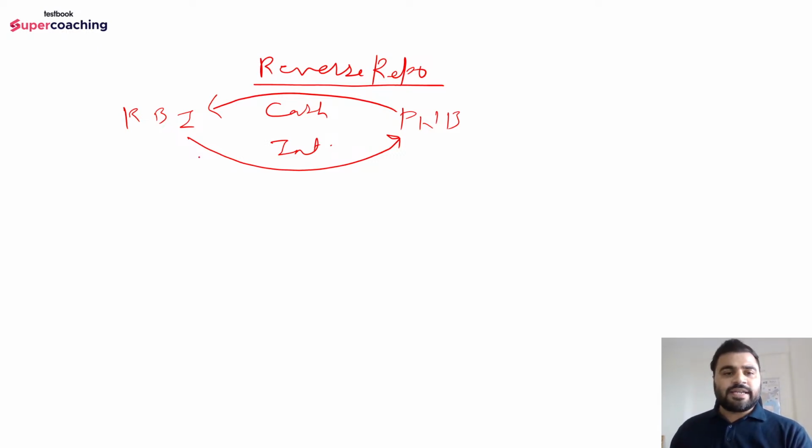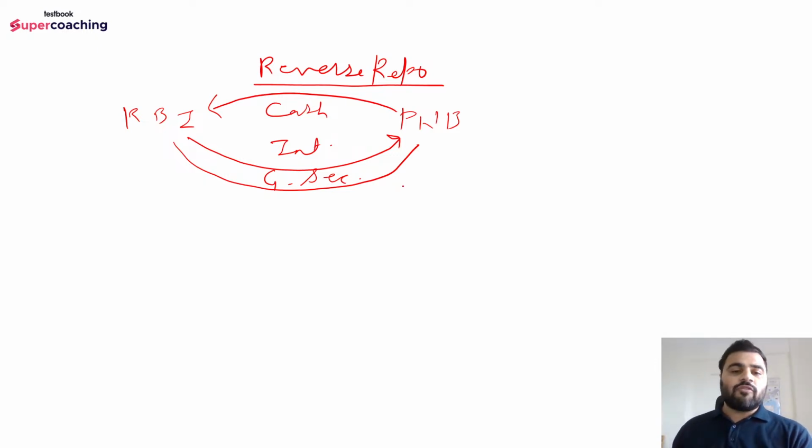RBI will pay interest to the Punjab National Bank, and along with that RBI will keep government security as a collateral. So in the repo operation, it is the responsibility of Punjab National Bank to keep government security as a collateral, and in the reverse repo, it is the responsibility of the Reserve Bank of India, since it is depositing, it is accepting the cash from the Punjab National Bank. So now it is the responsibility of the Reserve Bank of India to keep government security as a collateral, right? So this is the reverse repo.